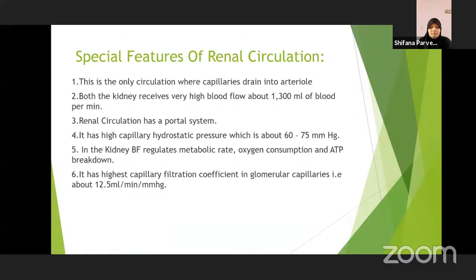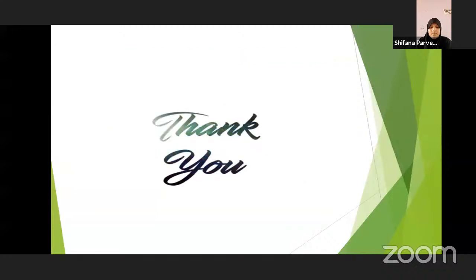The fifth one is that in the kidney, blood flow regulates metabolic rate, oxygen consumption, and ATP production. Elsewhere in other organs, the metabolic rate regulates blood flow, but in the kidney, blood flow regulates metabolic rate. The sixth one is that it has a high capillary filtration coefficient in glomerular capillaries. That is about 12.5 ml per minute per mmHg. Thank you.